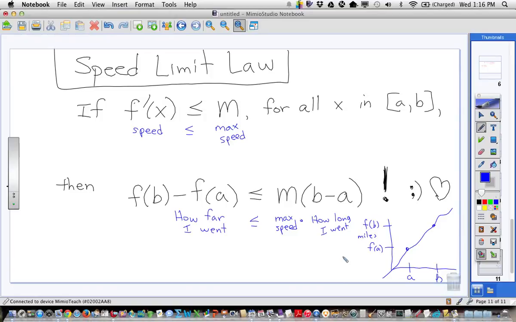The importance of it is this. If I tell you something about the speed, you can then know something about how far I went. That's what the speed limit law is saying. So if you want to encapsulate the speed limit law in your notes, that's what it would say: if you know something about how fast you're going, you will know something about how far you went.